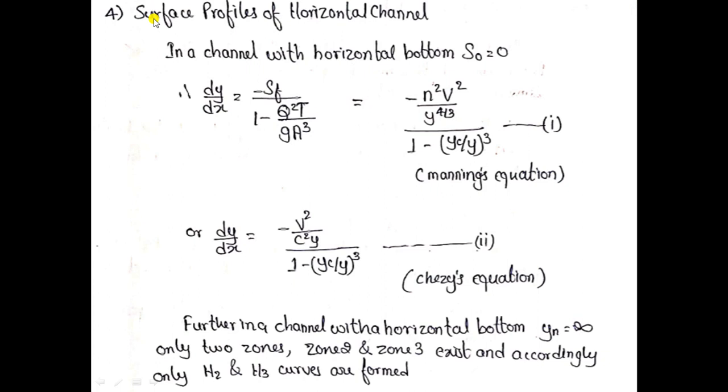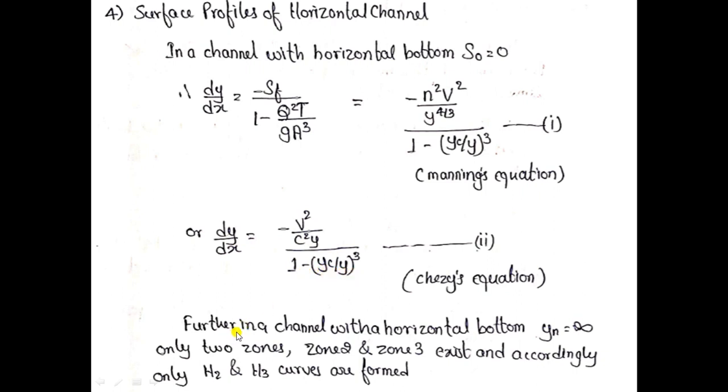Now, coming to the surface profile of horizontal channel. In a channel with horizontal bottom, obviously the slope of bed of channel is equal to 0. So, the dynamic equation we can rewrite as dy by dx is equal to minus Sf divided by 1 minus Q square T divided by g A cube. So, if we simplify this, it will be minus n square V square divided by y raised to 4 by 3 whole divided by 1 minus yc by y raised to 3. This is with Manning's equation. In the same way, we can write for Chezy's equation dy by dx is equal to minus V square divided by C square y whole divided by 1 minus yc by y raised to 3.